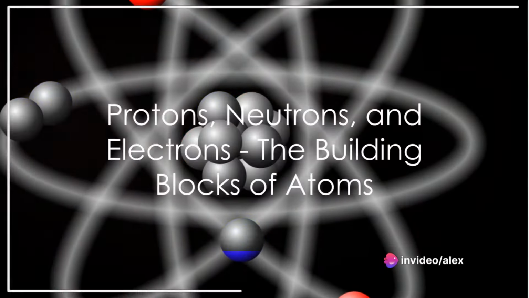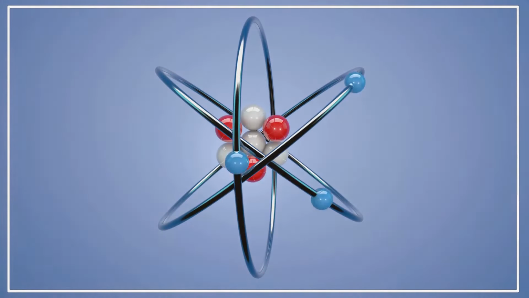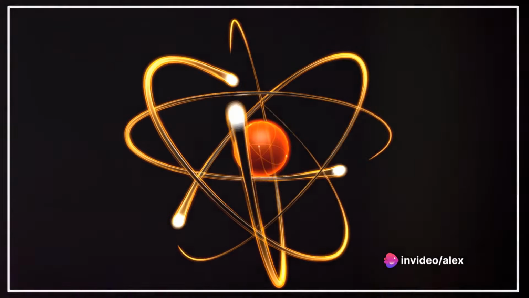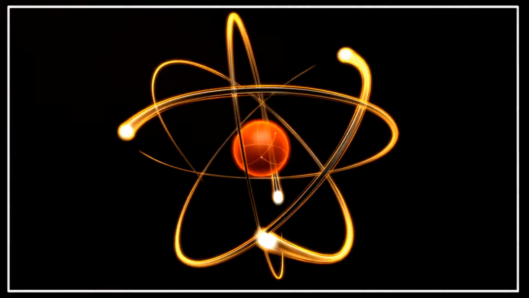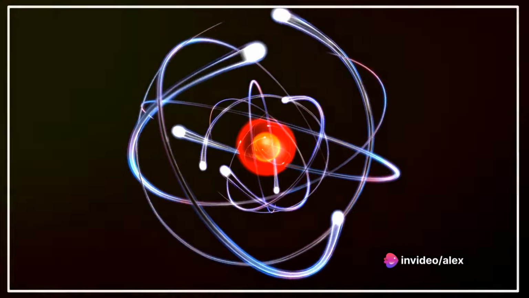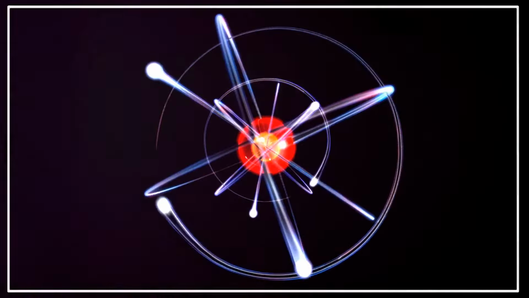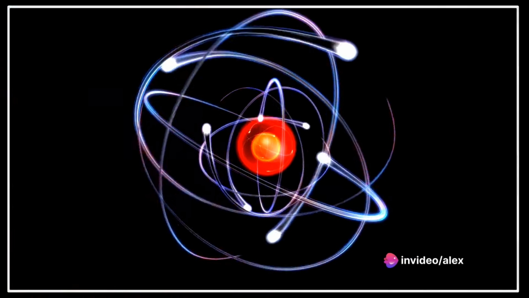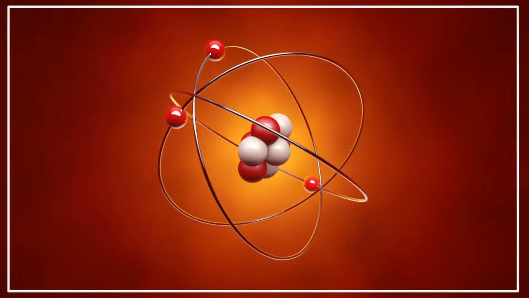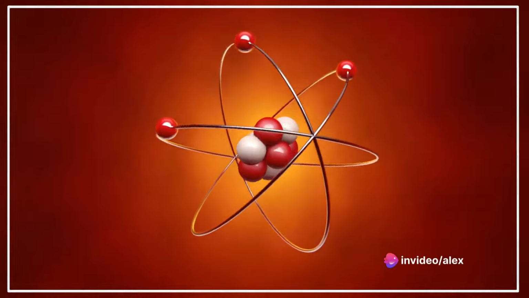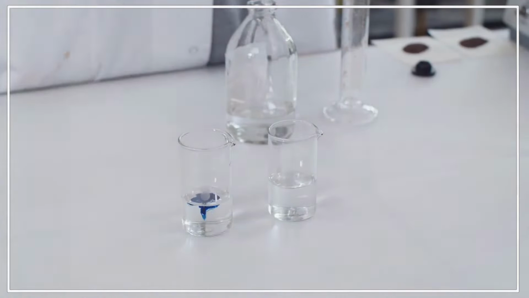Now let's look closer at the three key players that make up an atom: protons, neutrons, and electrons. Our first key player, the proton, is a subatomic particle with a positive electric charge. Protons reside in the heart of the atom, a region we call the nucleus. They are like the sun of our miniature solar system, the atom. Their positive charge is crucial to the structure of the atom, as it attracts the negatively charged electrons in a sort of cosmic dance.